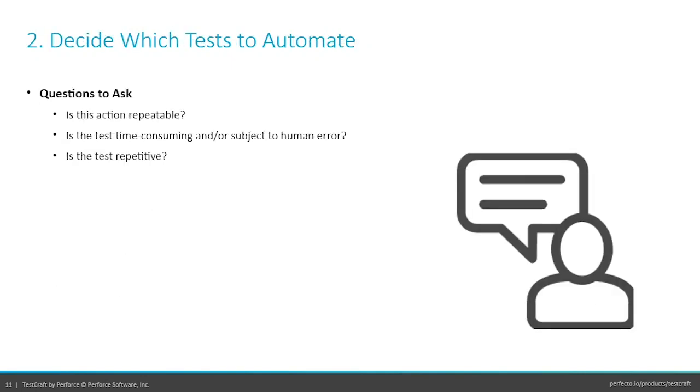Okay, so the next part, and that is very important, is to decide which tests to automate. Obviously we have a lot of things that we do in QA and testing. What are the right things to actually take from that and automate?